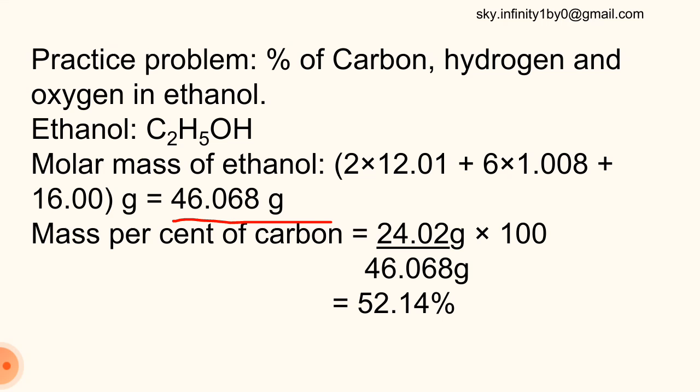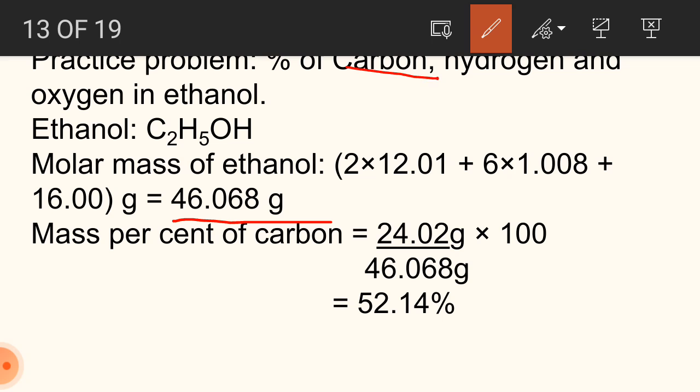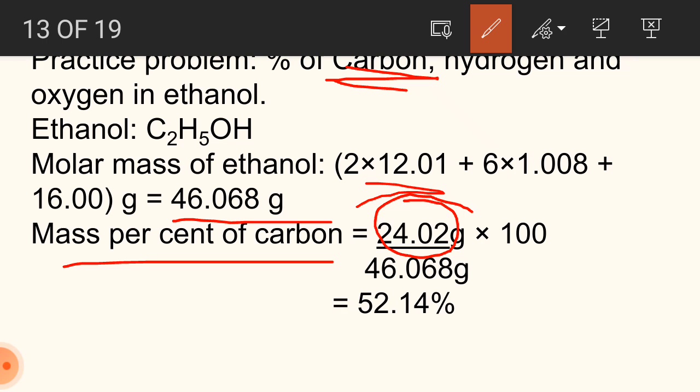So for this, first we'll go on for carbon. Mass percent of carbon will be equal to 24.02 grams of that particular element, that is 2 multiplied by 12.01 is 24.02 grams, upon the whole molar mass of that particular compound. By calculation, we will get the answer as 52.14.